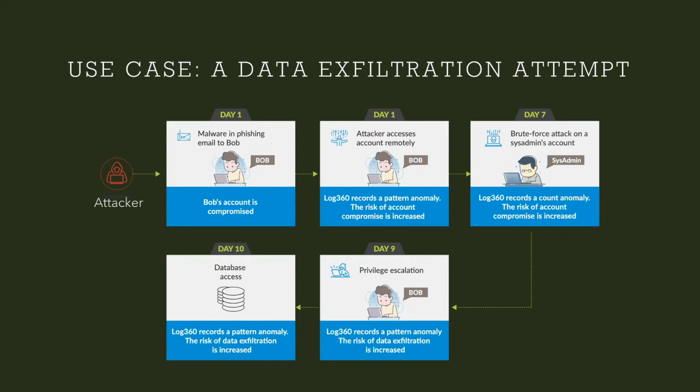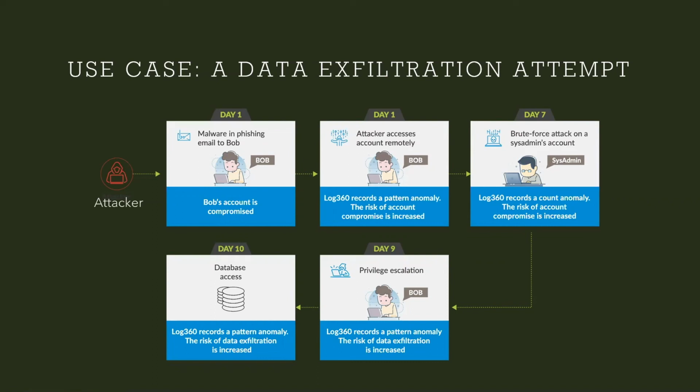Then the attacker kind of lays low for a few days. As you can see, between days 2 and 7, there is no activity. And then the attacker is showing some activity on day 7 once again. So on day 7, the attacker gets a hold of a system administrator's credentials using a brute force attack. They have 10 failed logons followed by a successful logon on the 11th attempt, all within 30 minutes.